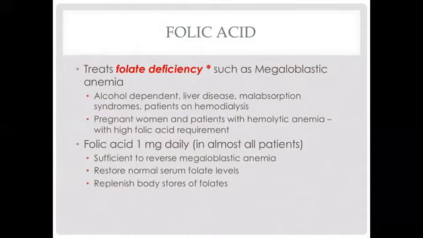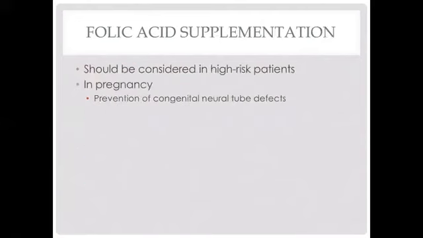And since deficiency of folic acid could lead to congenital malformation, pregnant women and also patients with hemolytic anemia require high folic acid intake. Folic acid 1 milligram daily is indicated in almost all patients, and this amount is sufficient to reverse megaloblastic anemia, restore normal folate levels, and replenish stores of folates. Additionally, as we said, this is indicated in high-risk pregnancy for the prevention of congenital malformation, particularly neural tube defects.